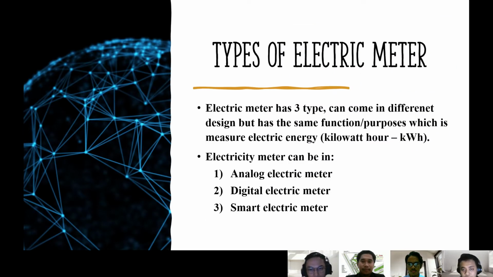All right, thank you, Yusuf. I will continue with the types of electric meter. As we all know, electrical meters have 3 types, and they can come in different designs in terms of shape and size, but have the same function or purpose, which is to measure electrical energy in kilowatt hour (kWh). Electricity meters can be analog, digital, and the last one is the smart electric meter, the most advanced. Okay, I will continue. Next.